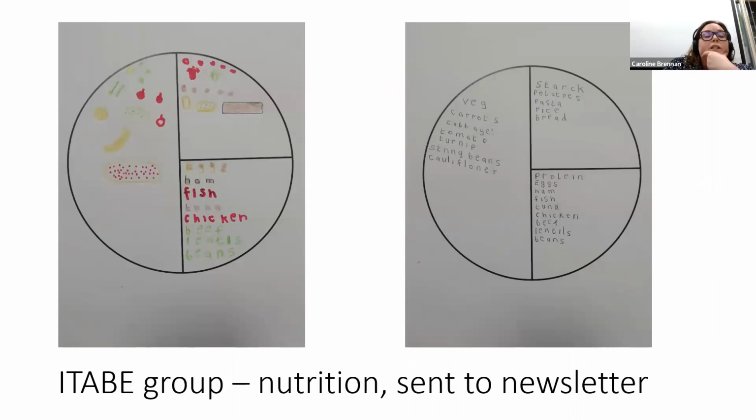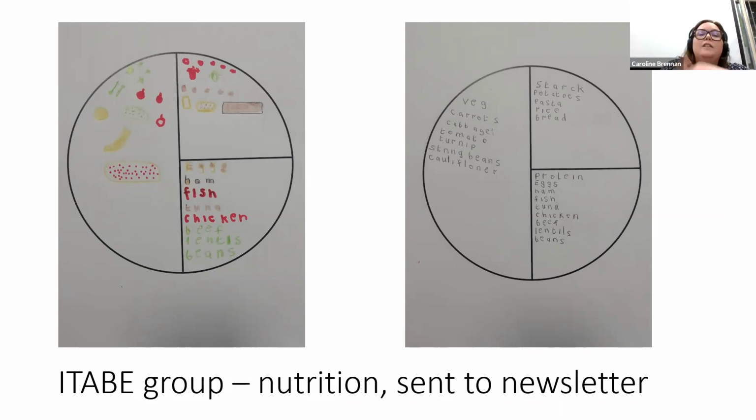So this is a project that I worked with an ITABI group. So we were doing a little piece on nutrition. So we had our plate and our portions, and they first of all drew pictures. So these are the veg on one side. So half your plate should be veg, a quarter should be carbohydrates, and a quarter should be your protein then.